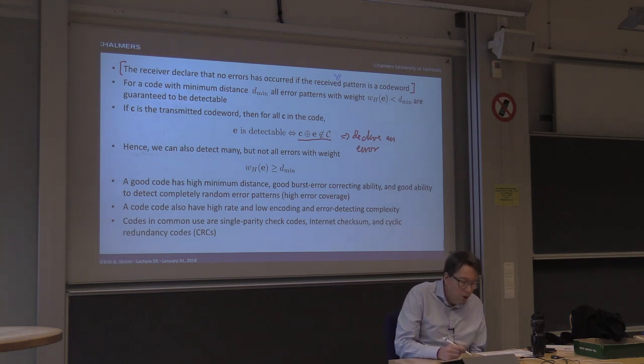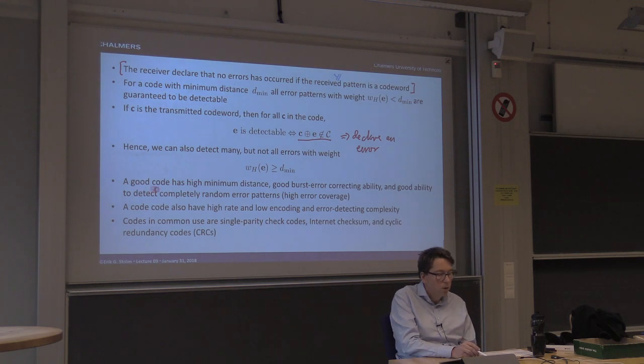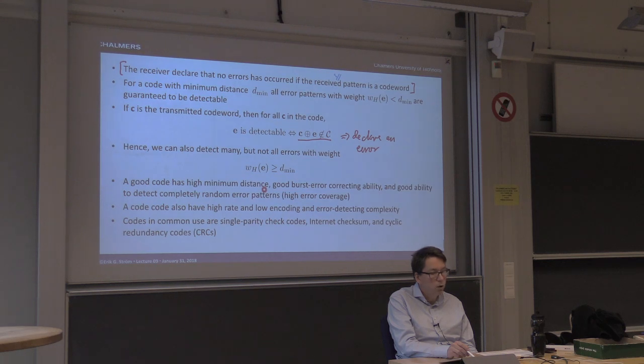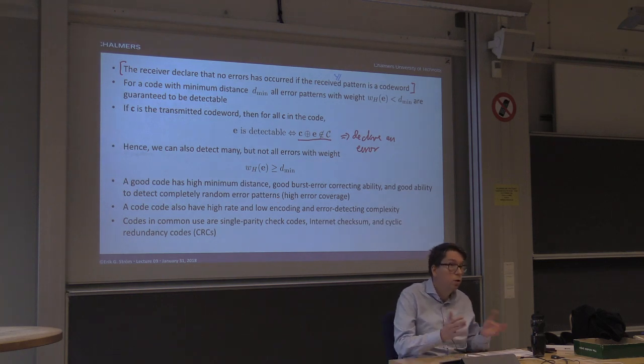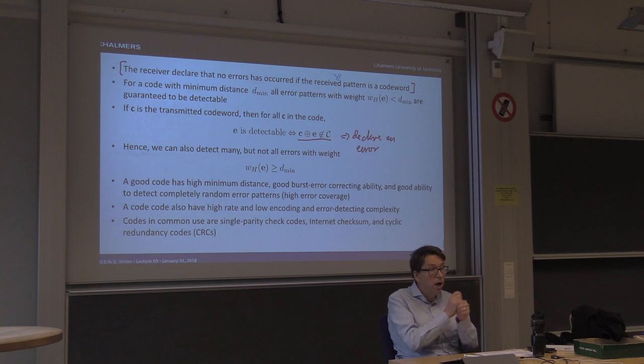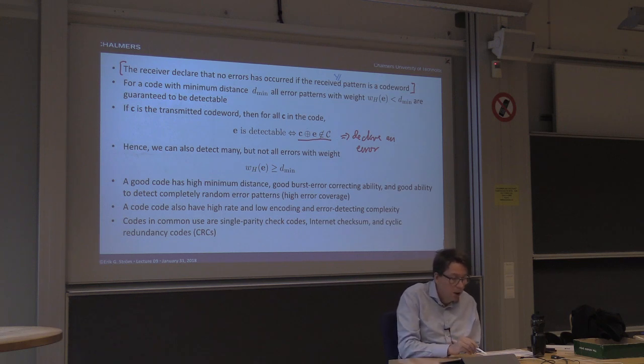Now, so what is a good code? A good code is something which has a high minimum distance. We argued for that. And then we will shortly talk about something called burst errors, and you should have a good ability to catch those. And also a good ability to detect completely random error patterns. And we'll talk about that shortly. Right? So these are the 3 things that a good code should do: a high minimum distance and good ability to catch burst errors and completely random bit error patterns.